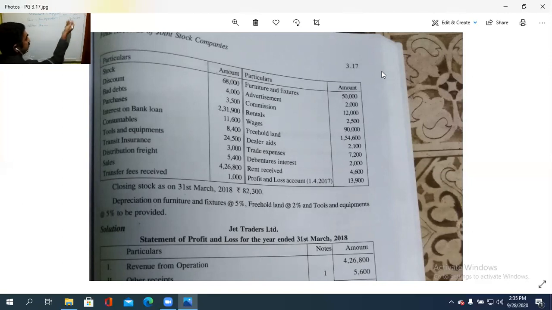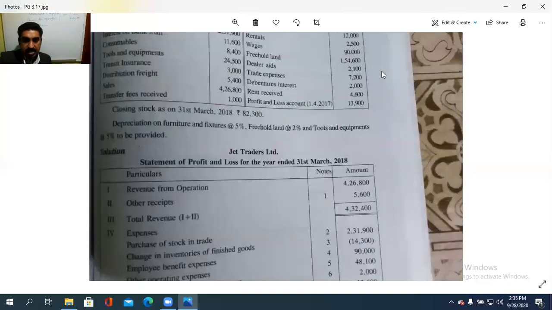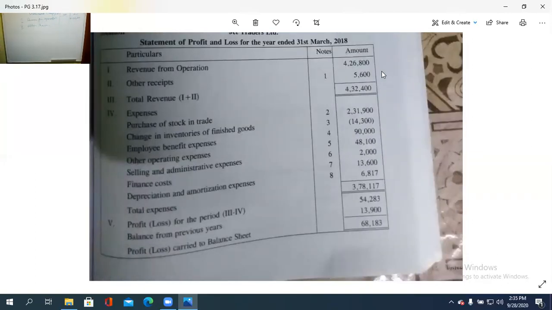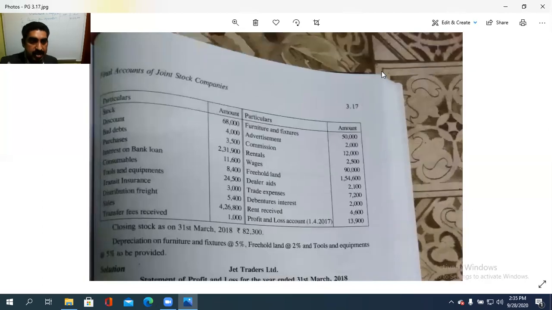Notes, in the sense that we only put the net amount here. How the note is to be prepared, we will check. Other income means other receipts. What all are there? Stock discount, bad debts. Rent received is there, 4,600. Then transfer fee received is there, 1,000. So that is other income, the first note.